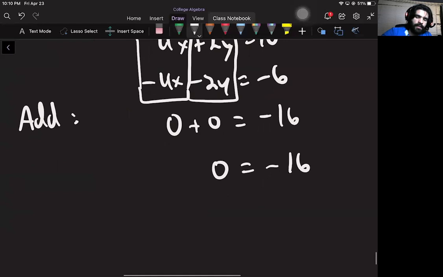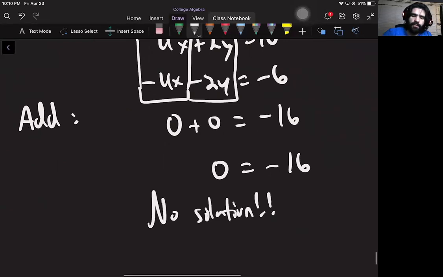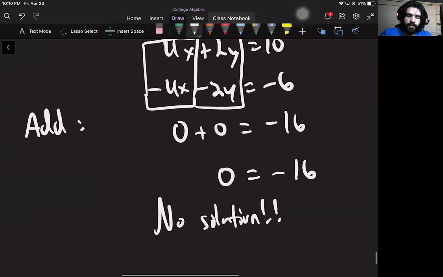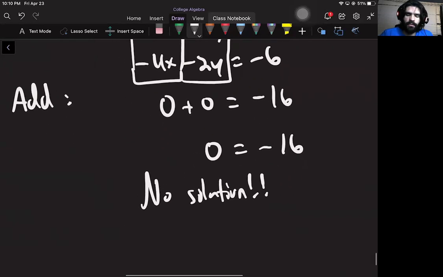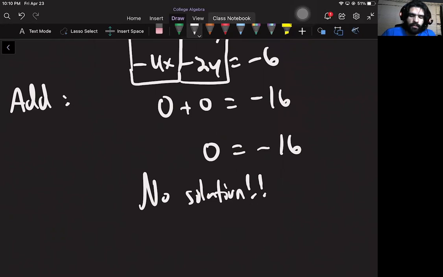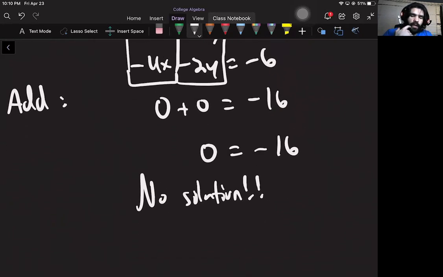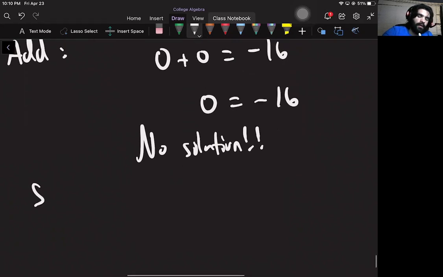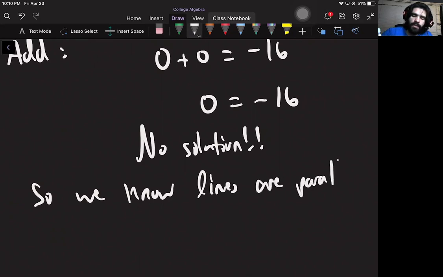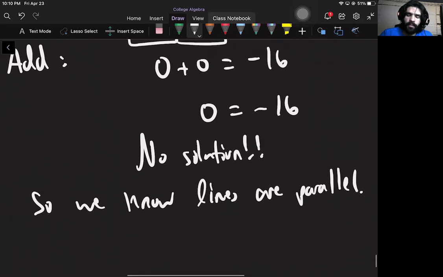So that tells us that there's no solution, because we get something that doesn't work. No x or y values will ever make 0 equals -16. So there are no x or y values that will solve the system. And so that must mean that the lines are parallel. There's no solution, they must never touch, since there's no point in common.